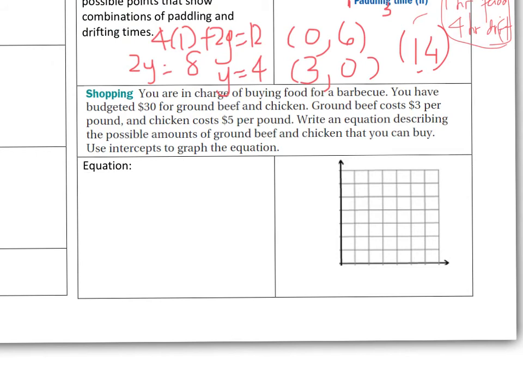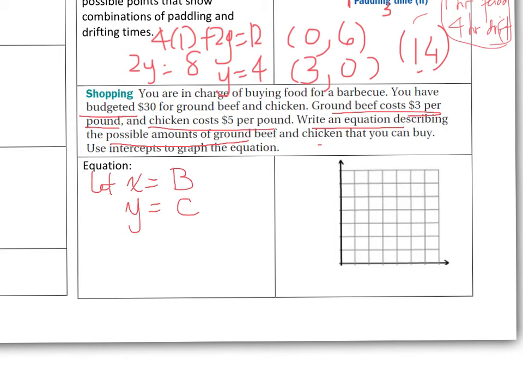Let's take a look at one more problem. You are in charge of buying food for a barbecue. You have budgeted $30 for ground beef and chicken. Budgeted means you have this total amount of $30 to spend. So ground beef costs $3 per pound. So I can start setting up my variables. Let x equal beef. And chicken costs $5. Okay, chicken will be my y. And then write an equation describing the possible amounts of ground beef and chicken that you can buy. Use intercepts to graph the equation.